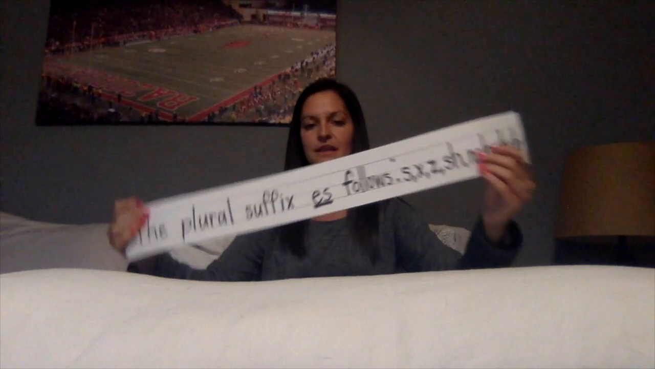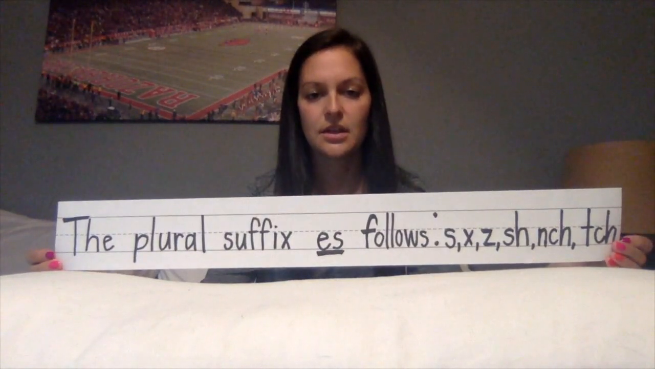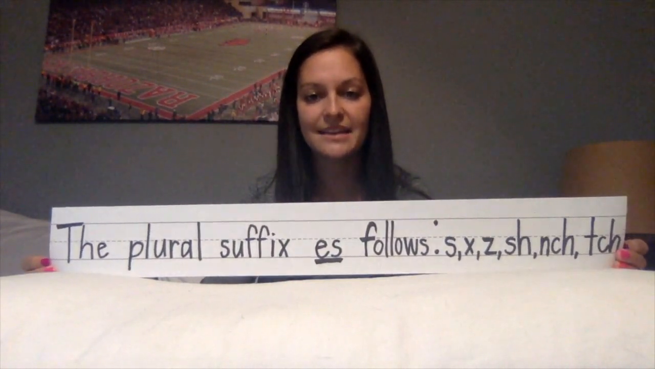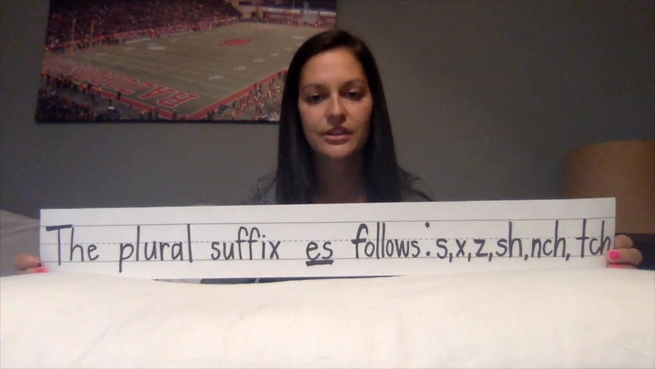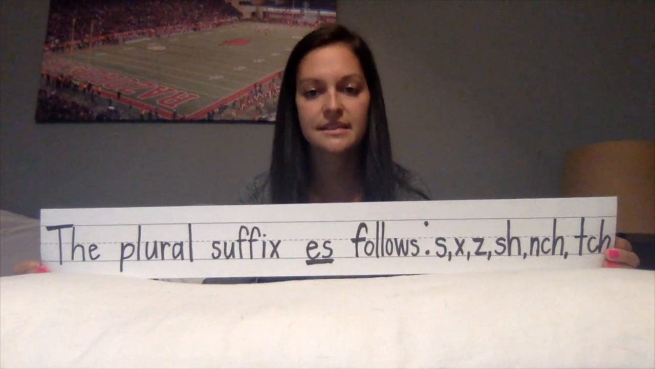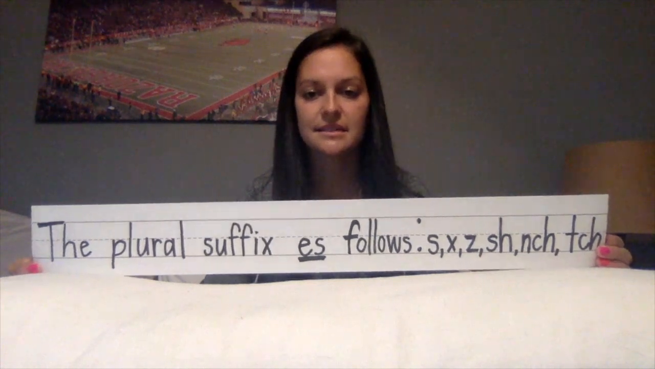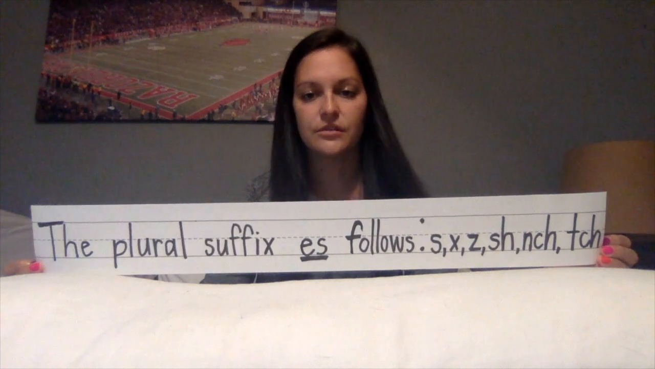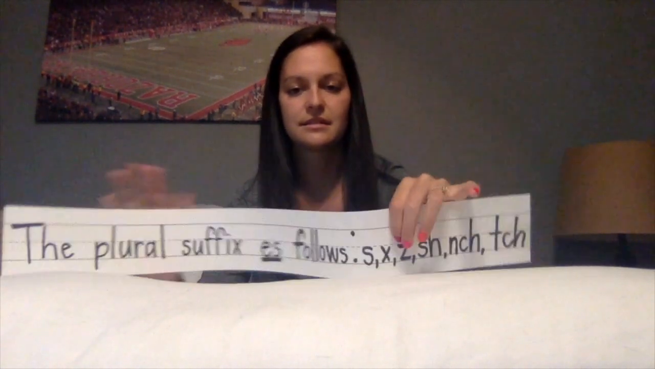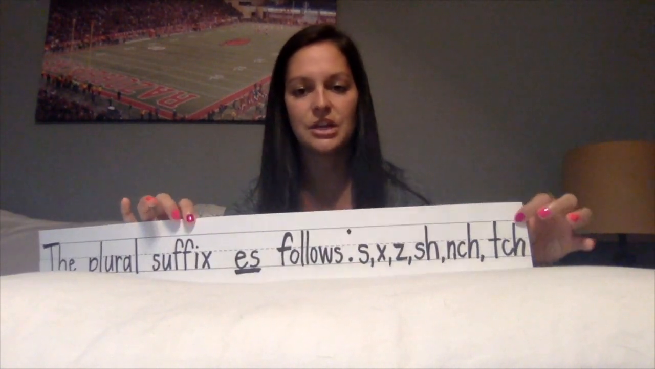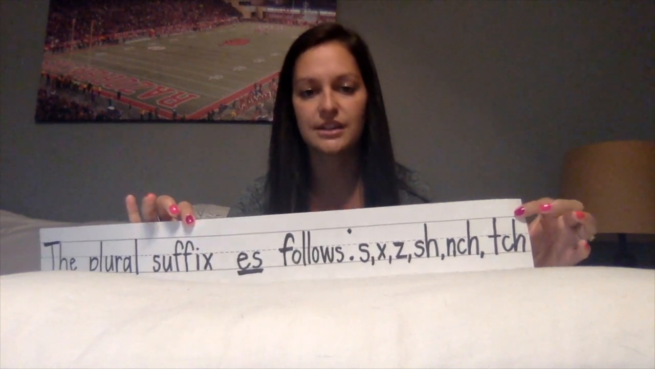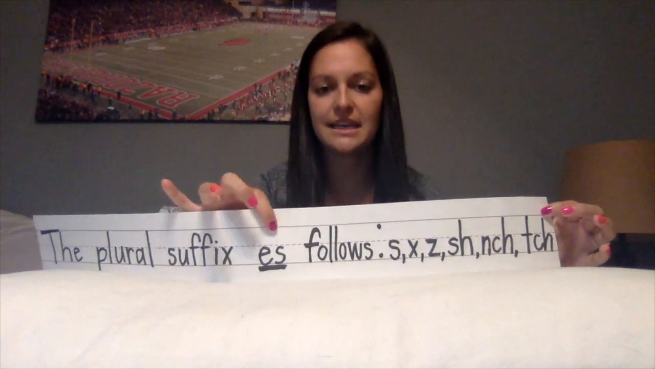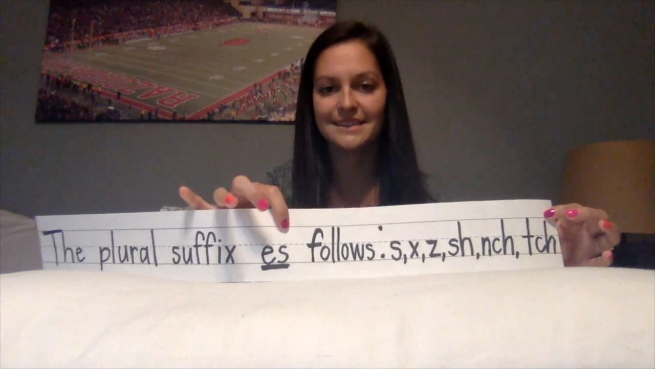Okay, real quick, we're going to go over that rule one more time. So your rule for the week. The plural suffix es comes after the following sounds. S, x, z, sh, nch, and ch. So if you have a word that ends with any of these and you want to make it plural, you don't just add an s anymore. Now you add an es and it sounds like es. Okay, good job.